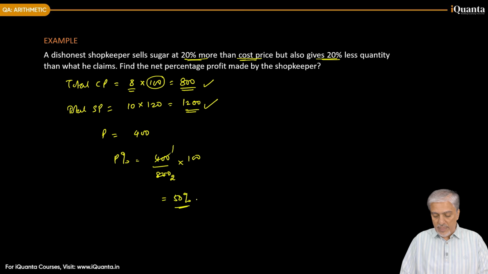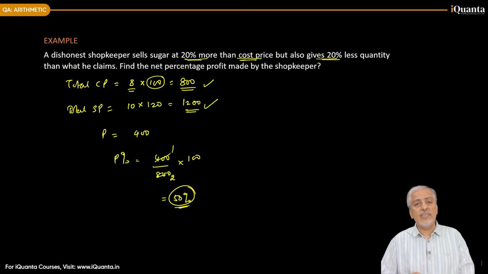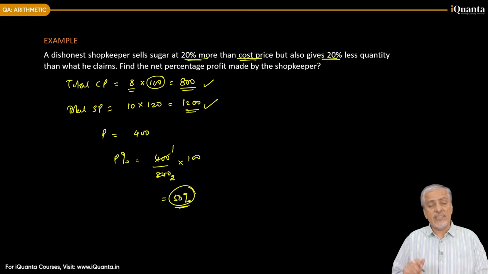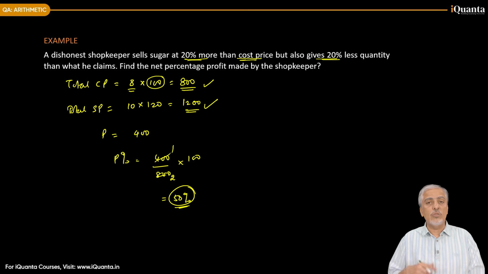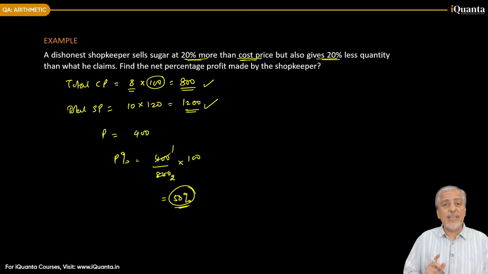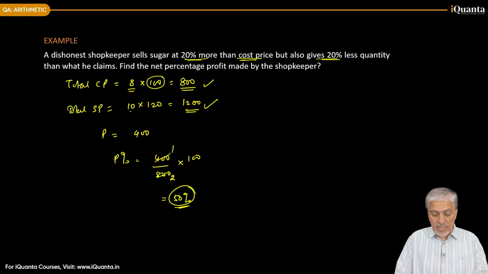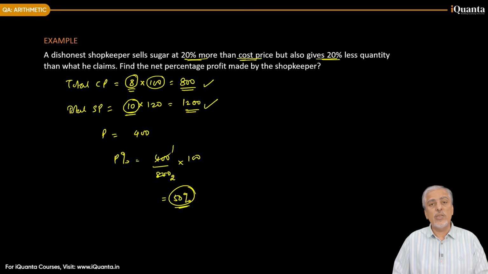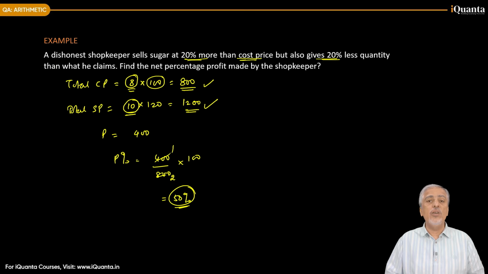As I said, a lot of people make a mistake in this question. They get the answer as 44 or 40 because they start using successive percentage change. That's completely wrong. You have to do this very carefully, because he gives 20% less than what the customer has paid for. The customer has paid for 10 kgs, but he has given the customer only 8. So his cost price has to be calculated only for 8 kgs.